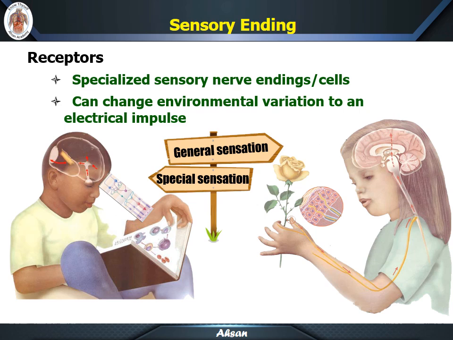Special sensations have a specific organ from where the impulses reach the brain. The receptors are limited to an organ, like for vision, the receptors are in the eyeball. For smell, they are in the upper part of the nasal cavity. So specific areas are dedicated to specific sensations. But touch can be spread all over the surface or different parts of the body. So that is the general sensation.